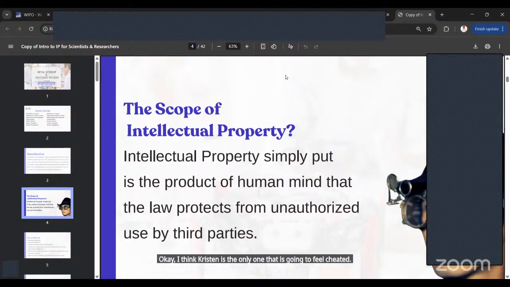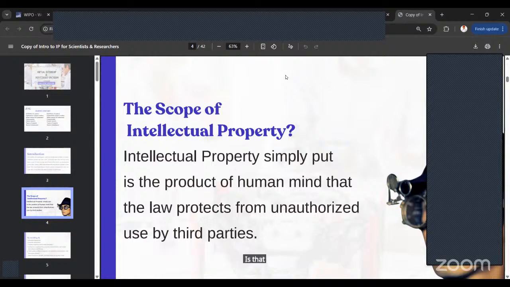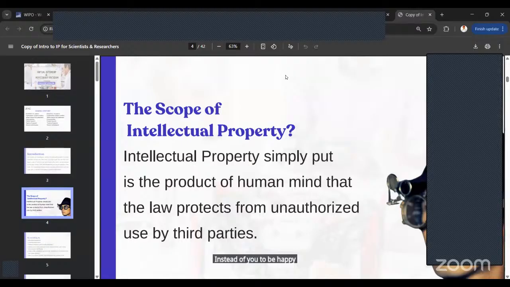It's like the rest of us are going to be happy that the director is promoting us, right? No, ma'am, you think it's a thing of feeling cheated as well. Okay, so it's not a thing of joy. Because when you bring it down to Nigerian mentality or let's say online mentality, people will say, instead of you to be happy that they used your script as a movie, you are trying to complain. But it's not a matter of complaining or not.